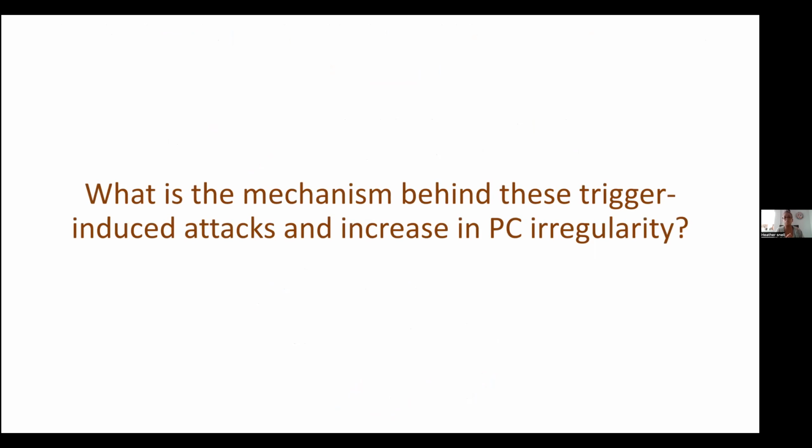What is the mechanism behind these trigger-induced attacks, so this increase in motor impairment and this increase in Purkinje cell irregularity that we saw in vivo? And we had to start somewhere. We couldn't really attack all three of these at the same time.